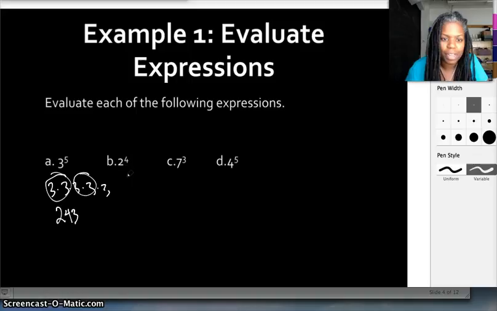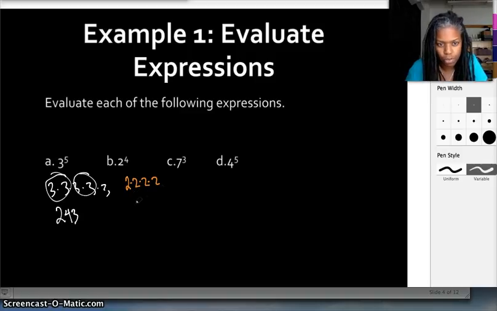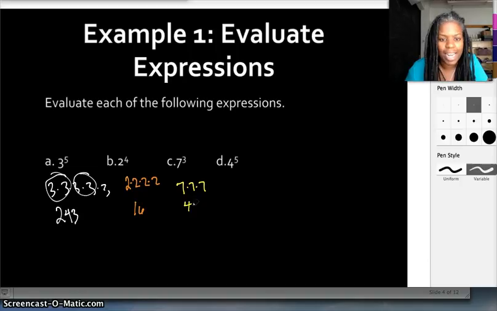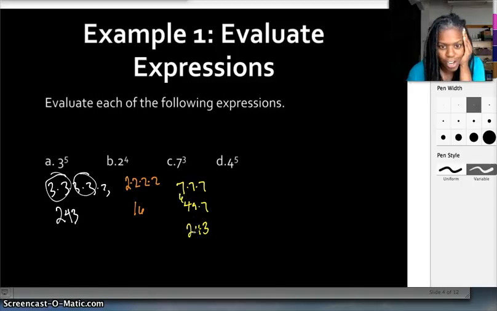2 to the 4th power, similarly, let me use a different color so we don't get confused. 2 times 2 times 2 times 2, and we know that that's 4 times 4 if we take the 2's here and 2's here, and 4 times 4 is 16. So 2 to the 4th power is 16. 7 to the 3rd power is 7 times 7 times 7, which is 49 times 7, which is 343. All right, so we get 343.